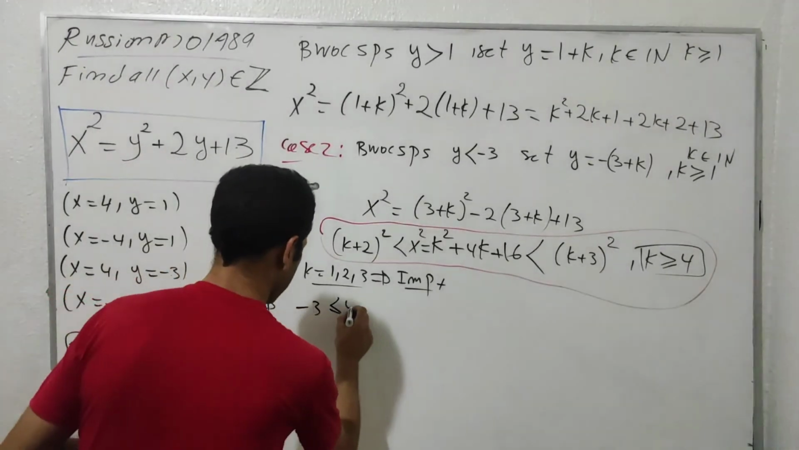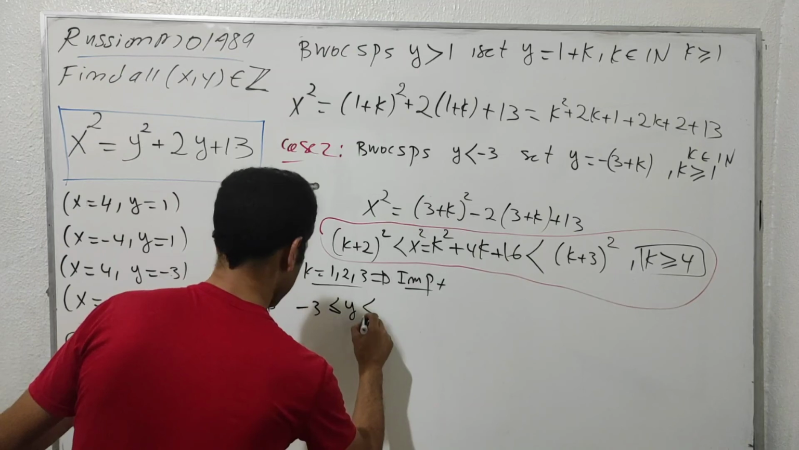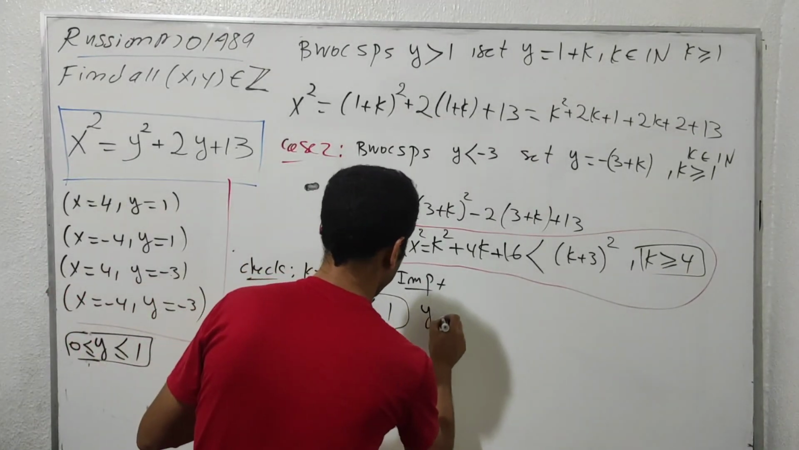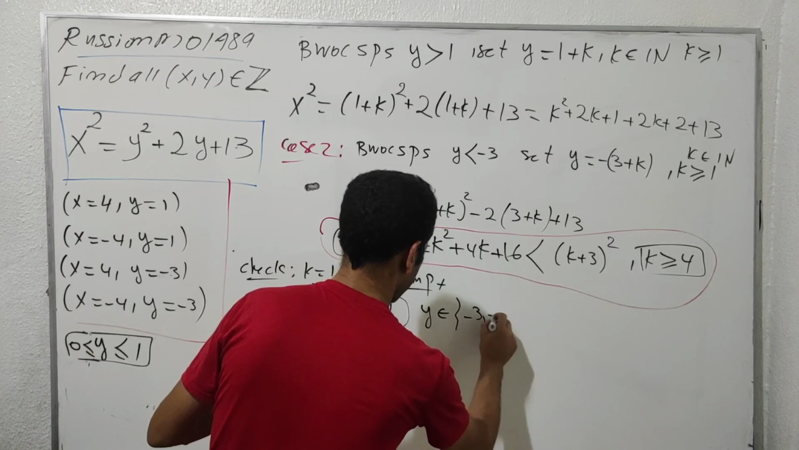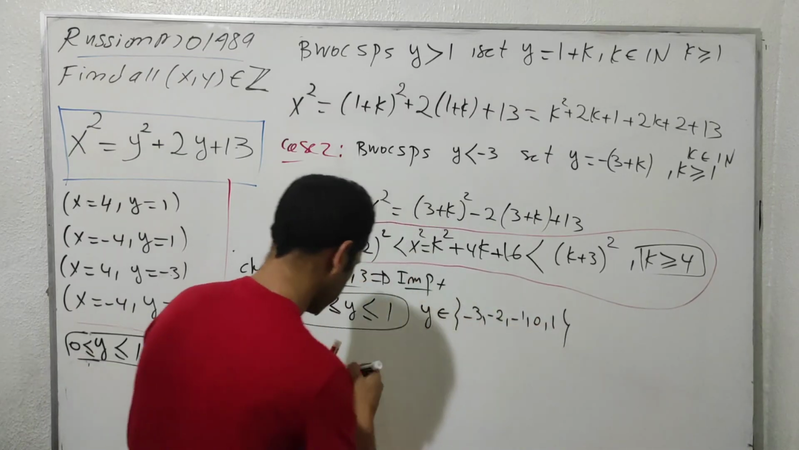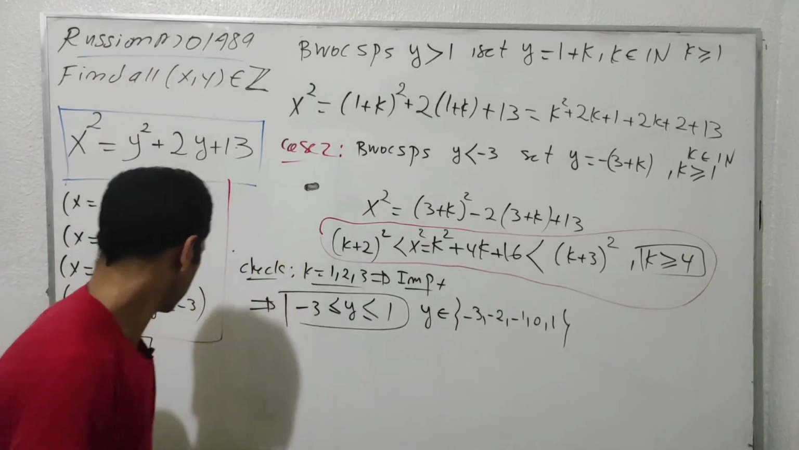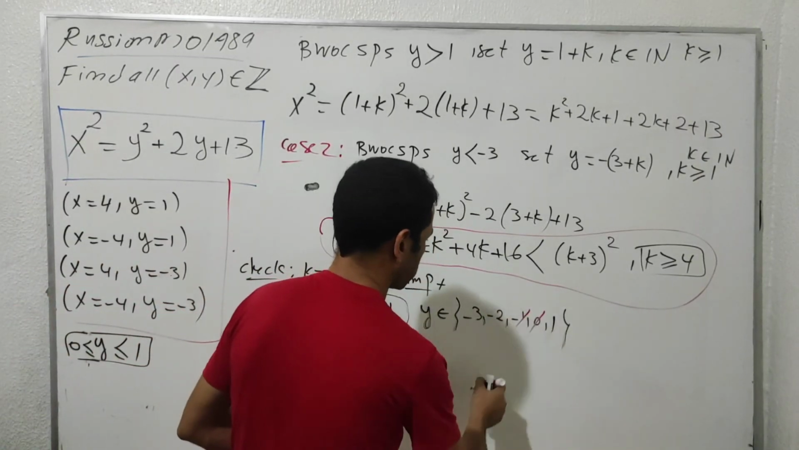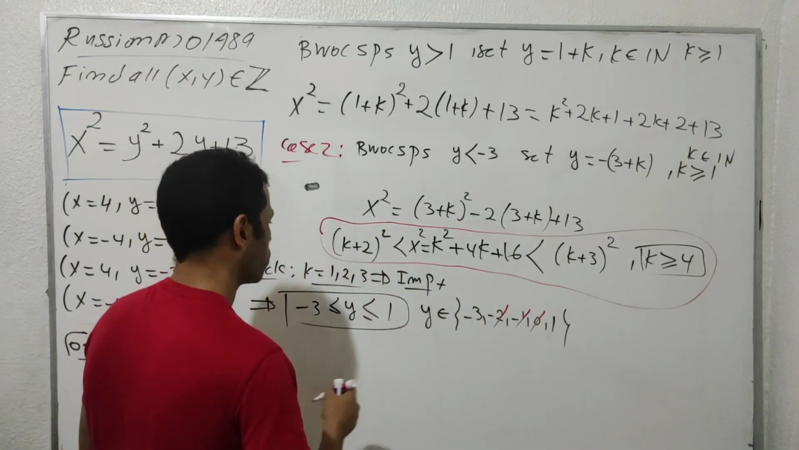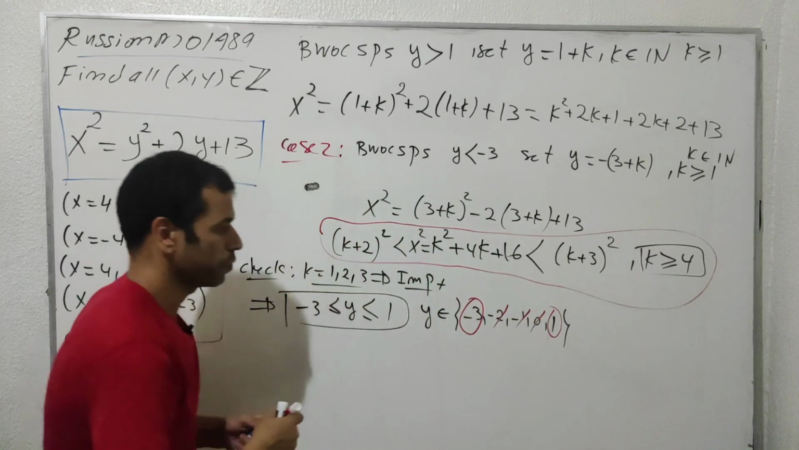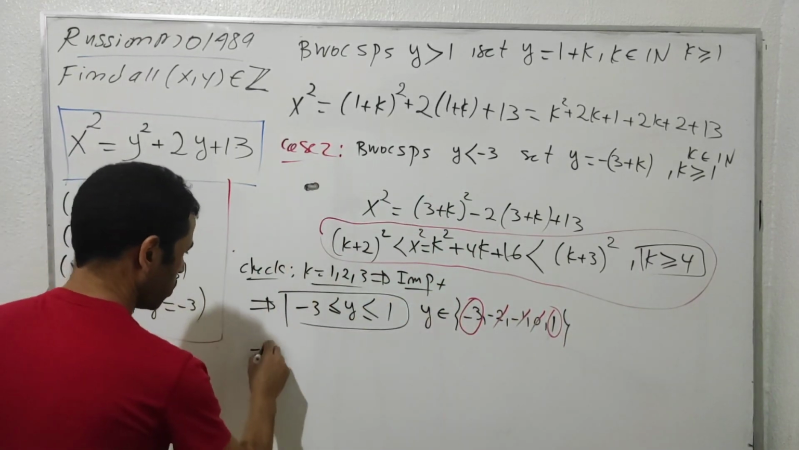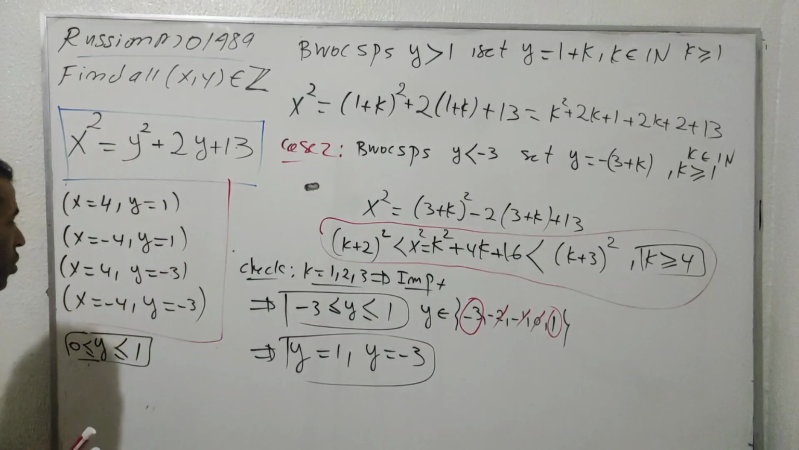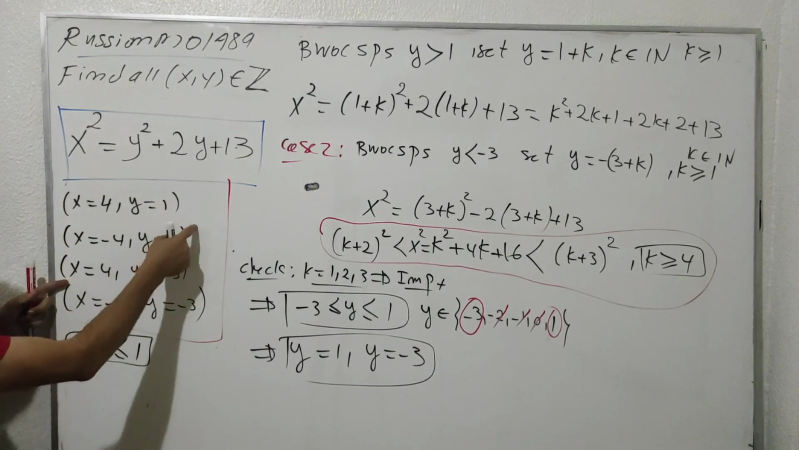-3 is inferior to y. We already found y is inferior to 1. Okay, so the solution must be on this interval, which means y must be in this set: -3, -2, -1, 0, and 1. Okay, but after you check these values, after you replace these values of y into the original equation, you will see 0 doesn't work, -1 doesn't work, -2 doesn't work. Which works? -3 and 1. Okay, so thus y equals 1 and y equals -3 are the only solutions for this equation, which belong to this previous solution that I found.